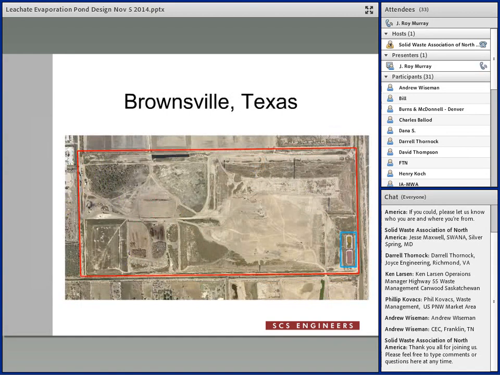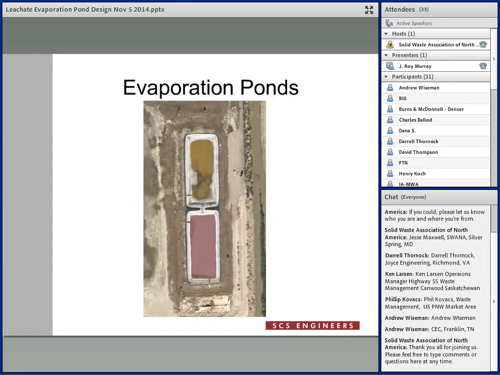This is the site that I'm going to be using today for an example. It's a landfill in Brownsville, Texas, the southern tip of Texas. You can see the outline in red is the entire landfill facility. And then down in the lower right-hand corner in blue is the leachate evaporation ponds. These ponds are about 2 acres in size, so about an acre each.